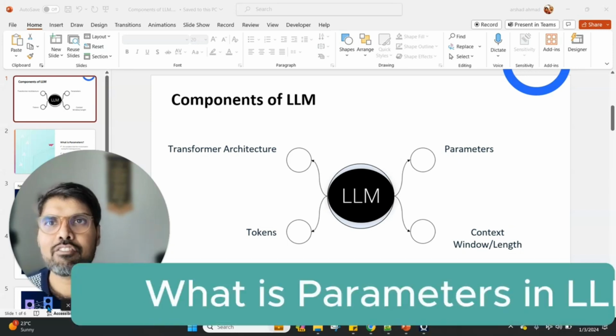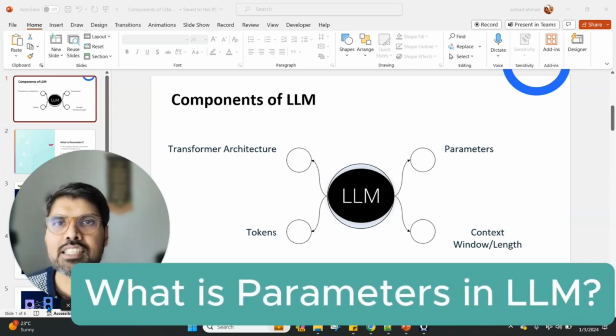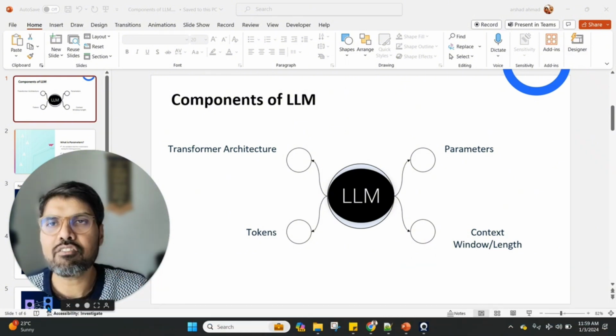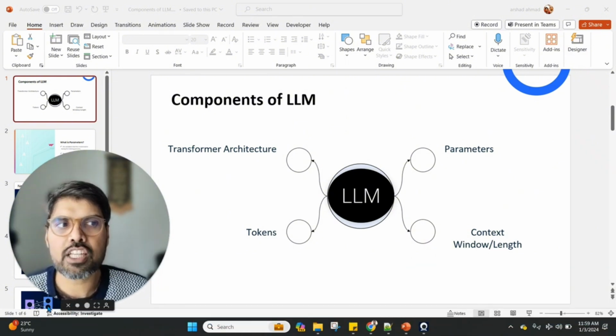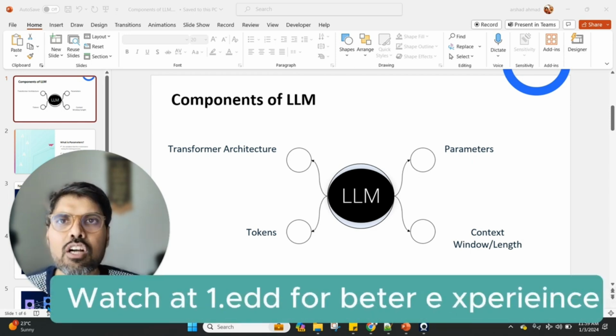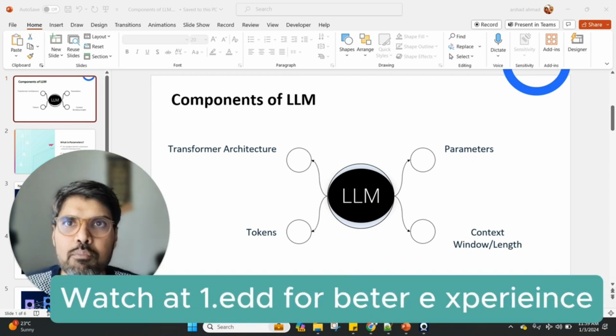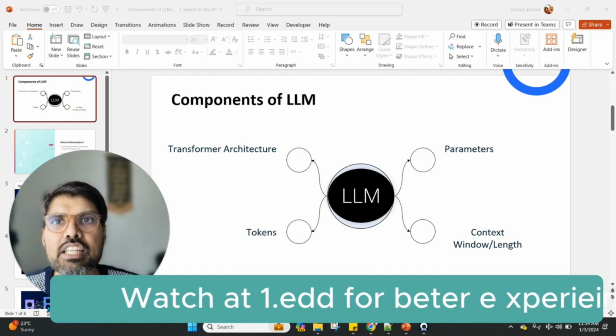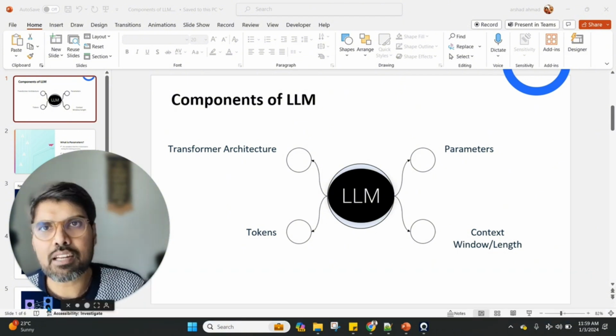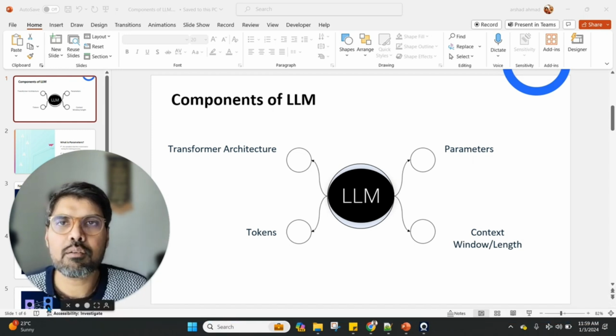Good morning everyone. There are four main components for a large language model. As you can see here, we have the transformer architecture, we have the tokens, we have the parameters and the context window length. And when we talk about large language models, we almost always refer to the size of the model. Like GPT-3 has 175 billion parameters, LLaMA 2, the biggest of the LLaMA, has 70 billion parameters.